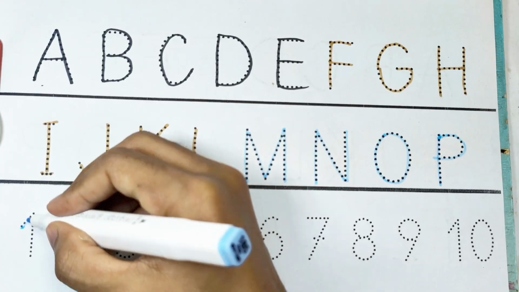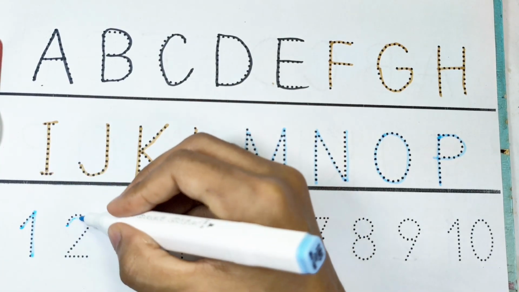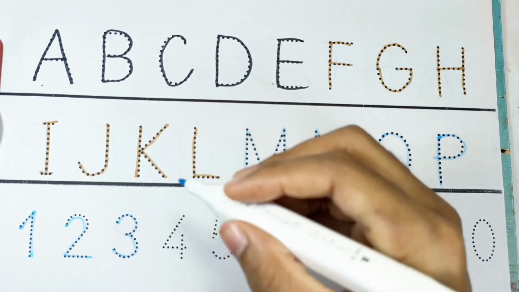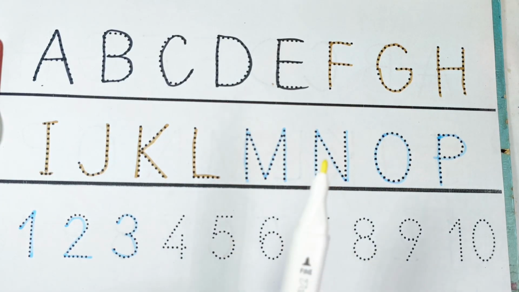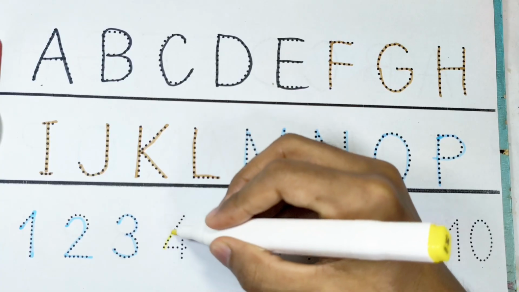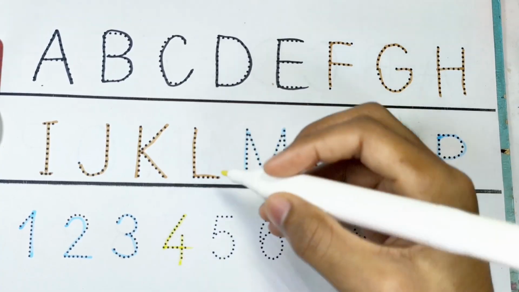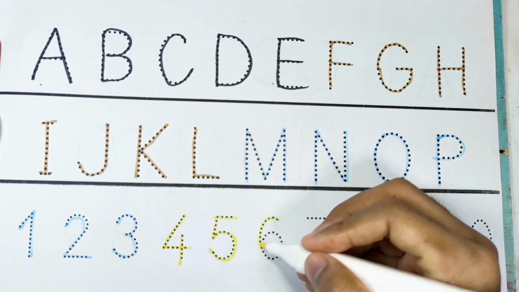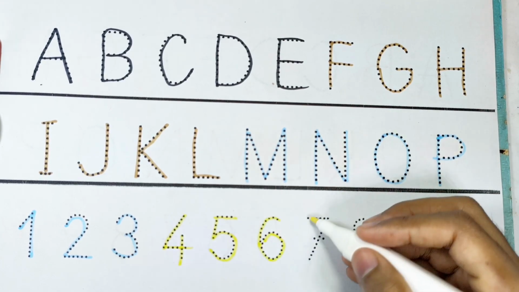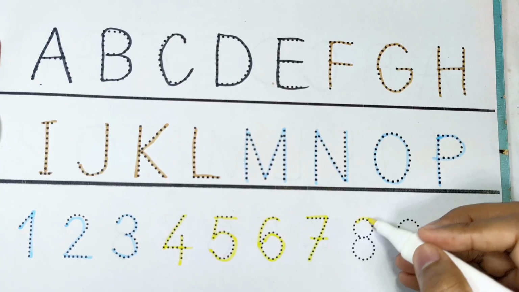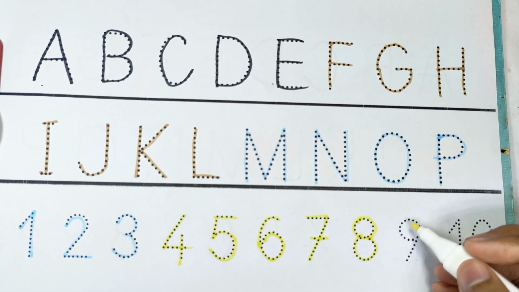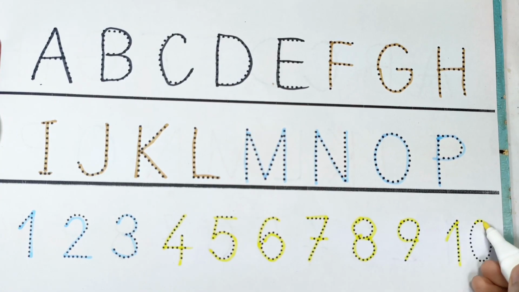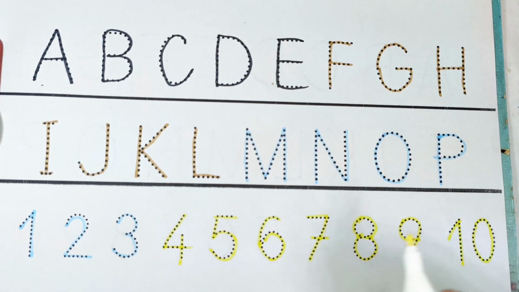First we're writing the number of 1. O-N-E, 1. 2. 3. The next one is 4. Yellow color. The number of 4. And the next one is 5. F-I-V-E, 5. The next one is 6. S-I-X, 6. 7. 8. Kids, now we draw the number of 9. And the last one is 10. T-E-N, 10.